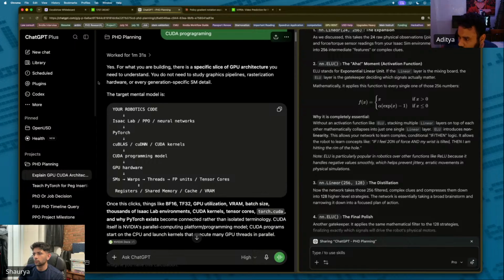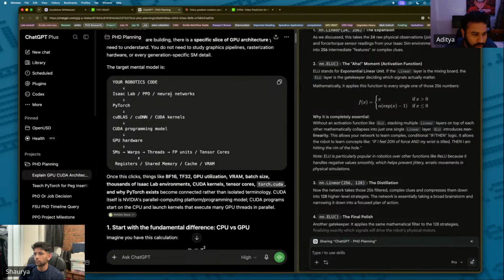Study graphics pipeline, rasterization, hardware generation, and a target model. This is your robotics code, PyTorch, learn PyTorch, cuBLAS, cuDNN, and CUDA. Yeah, cuBLAS is the library that does the multiplication.